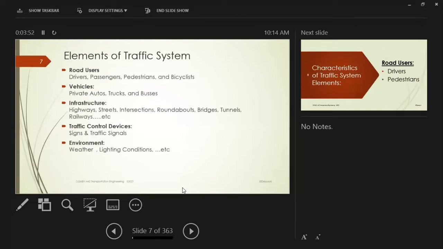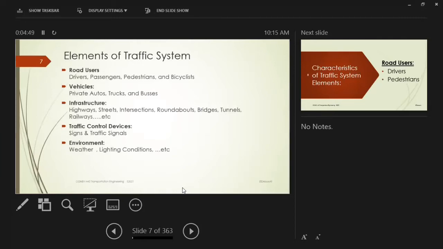Okay, before we study the traffic engineering system, we need to understand the different elements composing this traffic system. The first element is basically road users: drivers, passengers, pedestrians, and bicyclists. The second element of the system is vehicles. The third element is the infrastructure that contains vehicles and road users, which is basically highways, streets, intersections, roundabouts, bridges, tunnels, railways, airports, etc. Then we have a fourth element, which is the traffic control devices, such as the signs, the traffic signals, and so on. Then the fifth element, which is the environment.